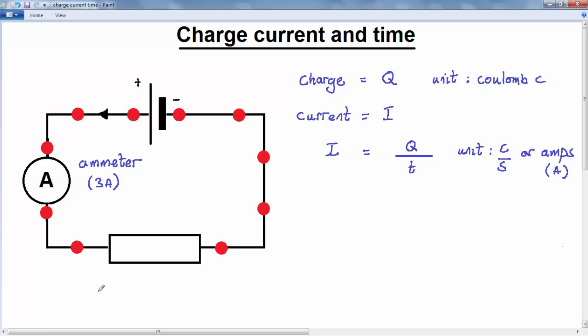Now then, what we're aiming at in the next few lessons is to be able to calculate the energy transferred in an electric circuit. So we're going to need to know how much charge passes through a particular component in a given amount of time. So if we want to work out how much charge flows through this resistance in a given period of time, then we need to rearrange this expression here.